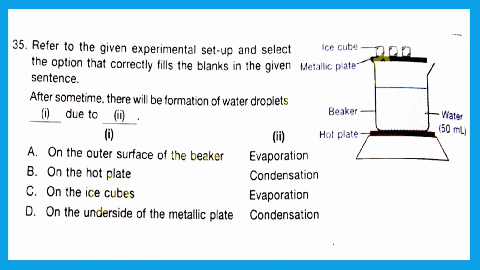Now it is very simple logic. Water droplets are made when the condensation happens. Okay. And the water will evaporate. It will touch the metallic plate. The cooling will happen and water droplets will be formed underside of the metallic plate. And the process would be condensation. So option D is the right answer.